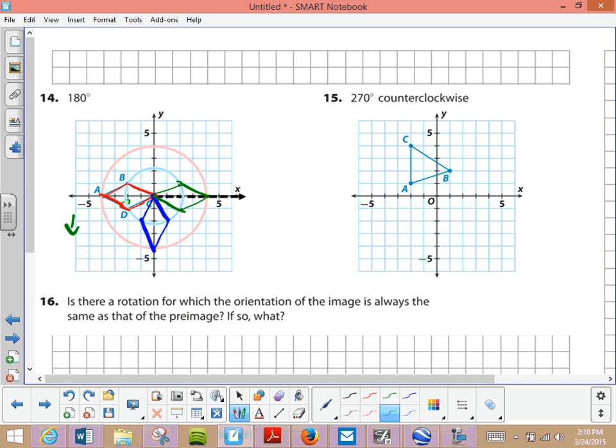So this will be, well, because the blue one we ignore. D stays right here. B stays right here. And then A's right here. Are we all following? Good.